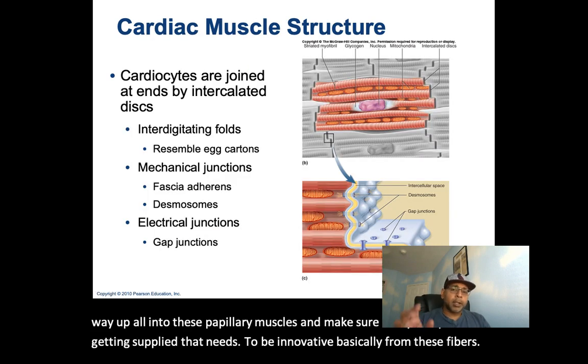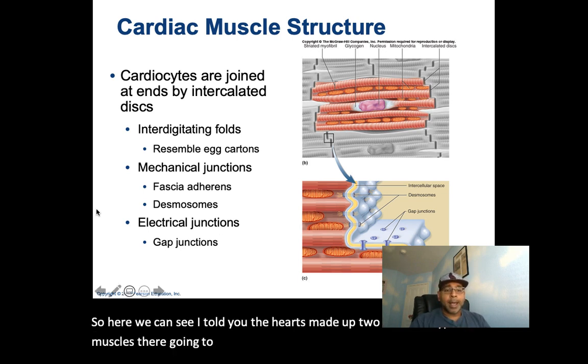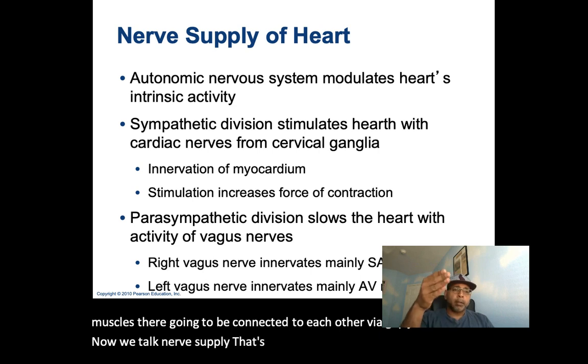So here we can see, I told you the heart's made up of two different types of muscles. They're going to be connected to each other via gap junctions. Now we talk nerve supply. That's the major supply, right? Nerve supply to the heart.